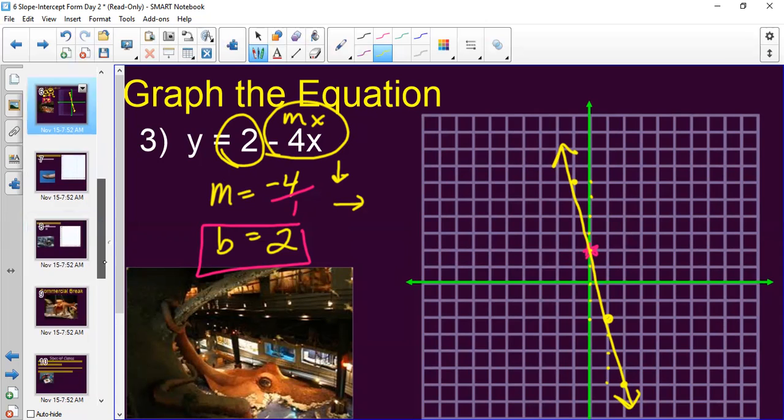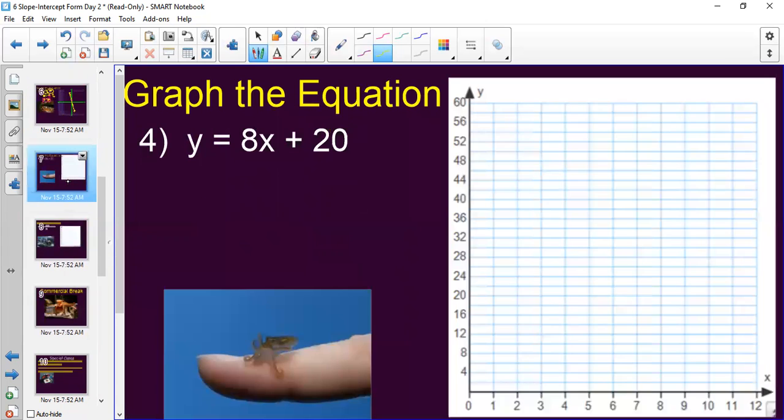Okay, so now let's get into the new stuff. We're going to do the same thing we just did there, but our graphs are going to have a different scale. So we're going to have to be careful when we're doing the graphing part. Okay, we're still going to pull out the m and the b, just like we did on the other one. So here we have a slope of, remember, it's mx, so 8, and a y-intercept of 20. Make our slope a fraction, so 8/1.